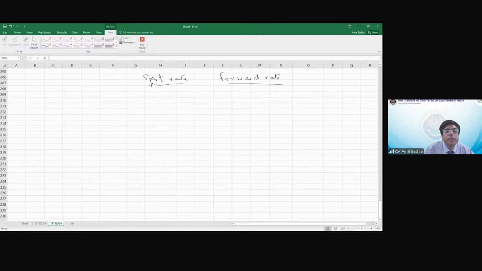What do you mean by spot rate? As the name itself suggests, spot, today. If I have currency today and I want to do a transaction on the spot, this is the current rate today. On the other hand, forward rate, as the word itself indicates, is a rate at some future specified date. It may be 30 days, 60 days, 90 days, or 180 days. That is forward rate. Spot rate is available today.